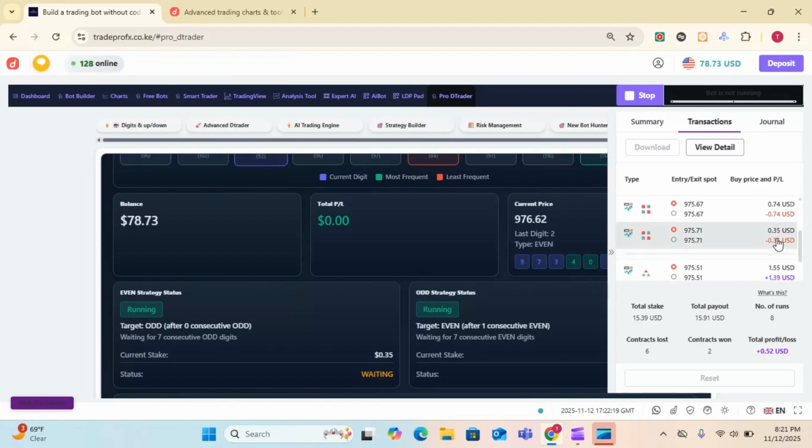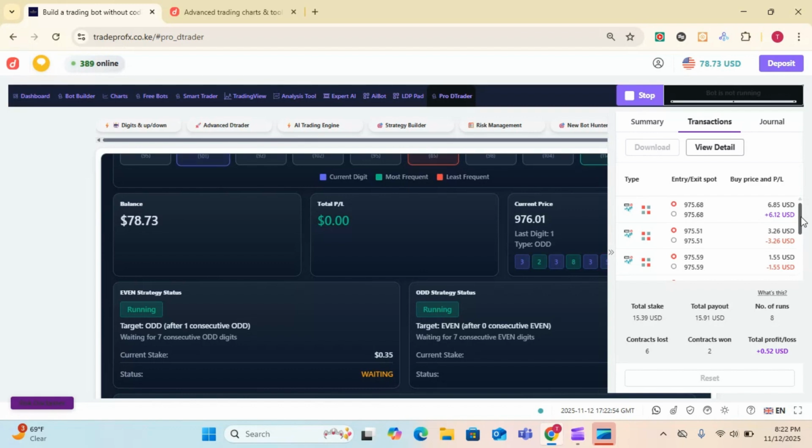Here we can see it's digit 1, which is odd. So what was it doing? It was analyzing odd digits. It saw 7 odds. So what was the next digit to predict for us? We were to trade even. It proceeded to produce other digits. From digit 7, the 8th one produced odd, the ninth one produced odd, the 10th one produced odd. At 11, it produced even, and that's why we captured them, because we are doing the opposite of them.